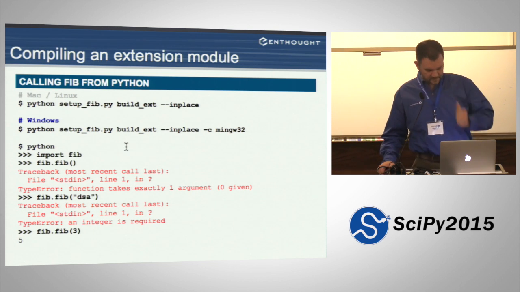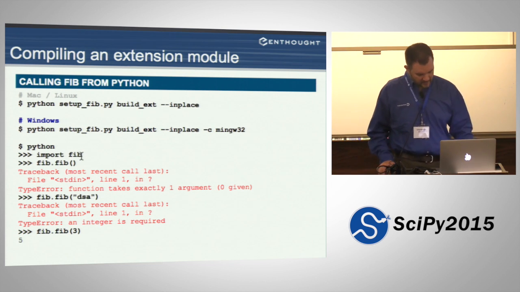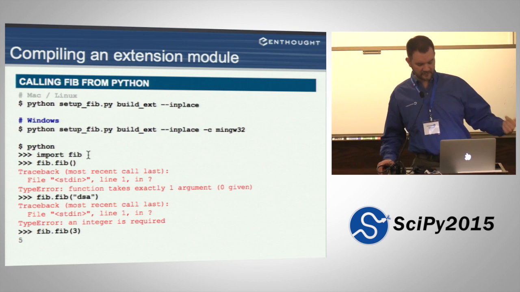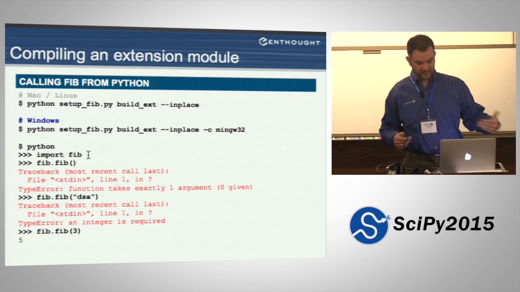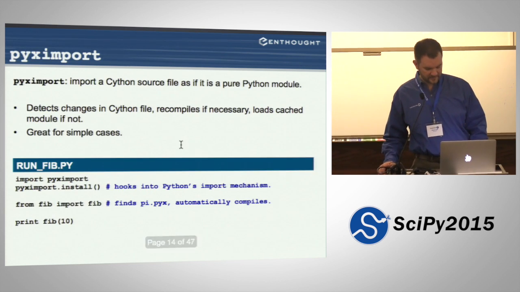So when we have compiled everything, we'll have an extension module, and we'll see that in just a little bit. And then we're able to import that directly from Python. We can say import fib and call fib.fib, that sort of thing. It acts and looks and feels just like a regular Python extension module.